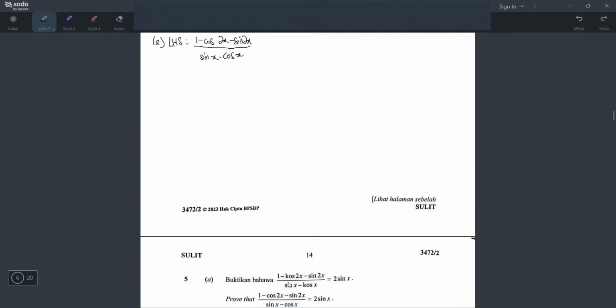Okay, so if I start from left hand side, it means I have to convert to the right hand side. So my right hand side will be my final working. Okay, what is my right hand side now? It's just 2 sine x. So how to convert this whole thing becomes 2 sine x?